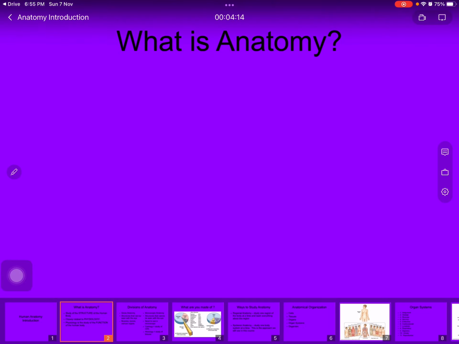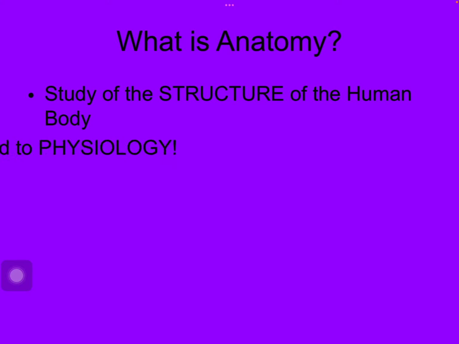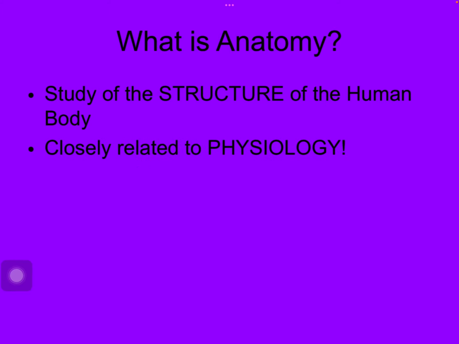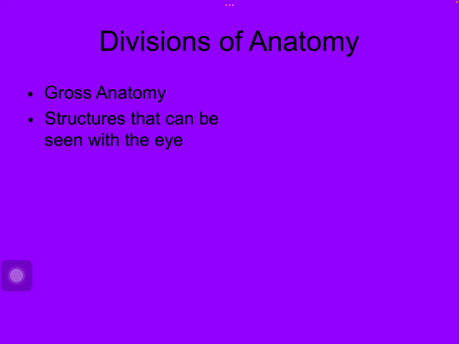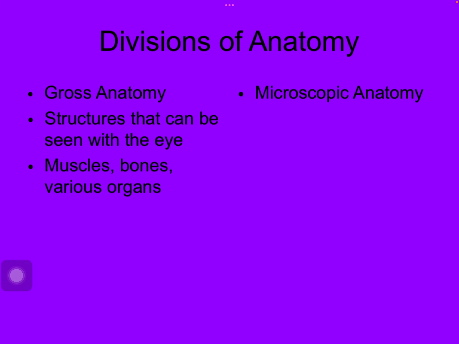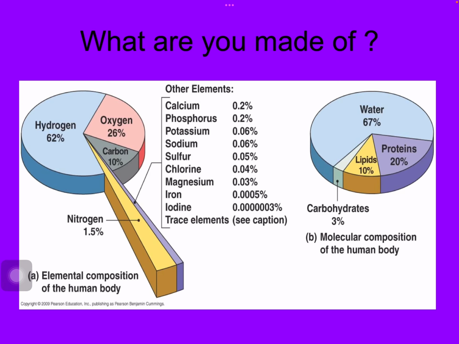What is anatomy actually? Anatomy means the study of the structures of the human body, and it is closely related to physiology. As we all know, physiology is the study of functions of our human body. What are the divisions of anatomy? Gross anatomy: structures that can be seen with the eye, such as muscles, bones, and various organs. Microscopic anatomy: structures that cannot be seen with the eye and need a microscope. Cytology means the study of cells, and histology means the study of tissues.